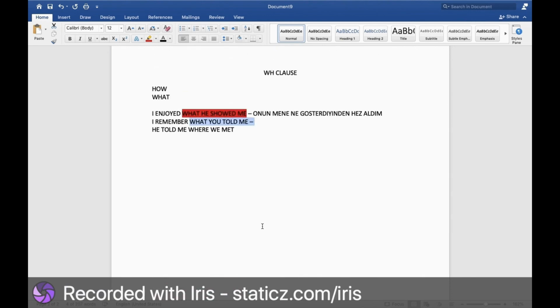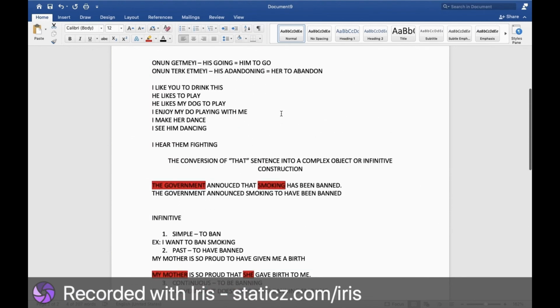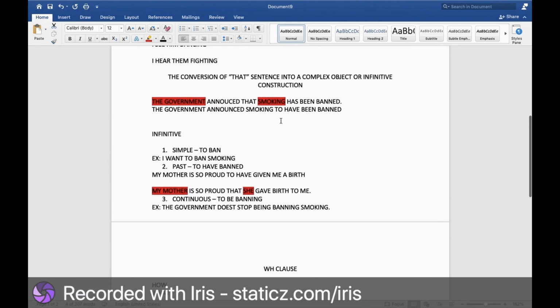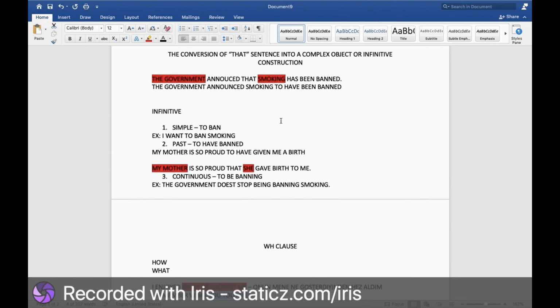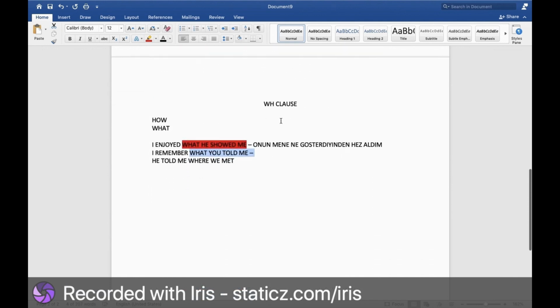When I give you subject and verb and ask you to fill the sentence, then when it comes to object, try to find WH clause, complex object, that sentence, or infinitive construction as your object, because it's going to be a beautiful sentence and the sentence is going to be very rich. Okay?